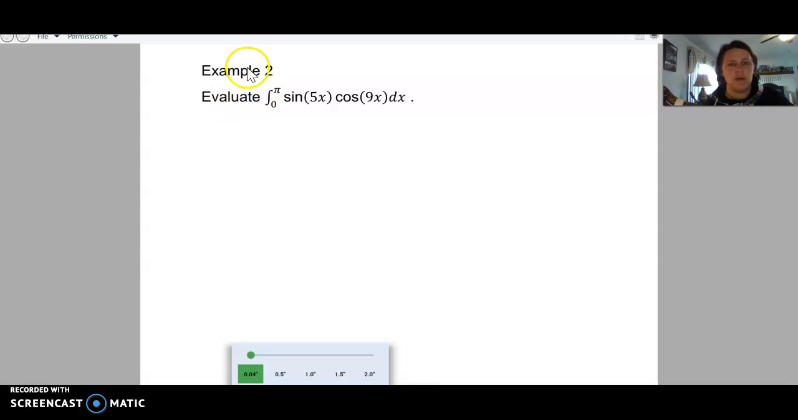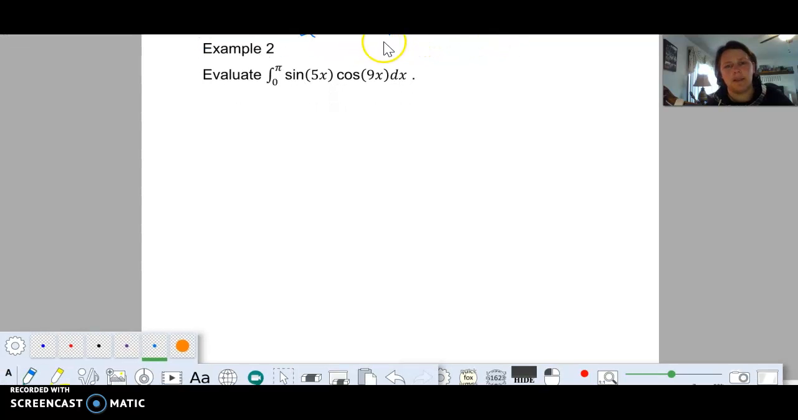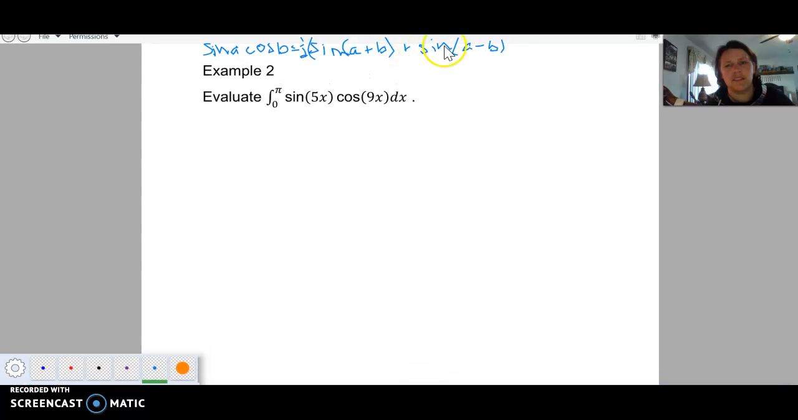Okay, for example number 2, we are going to integrate from 0 to pi of sine of 5x times cosine of 9x dx, and we are going to use the product to sum rule that says if we have sine of A times cosine of B, that equals 1/2 the sine of A plus B plus sine of A minus B. Okay, so let's go ahead and apply that to this problem.